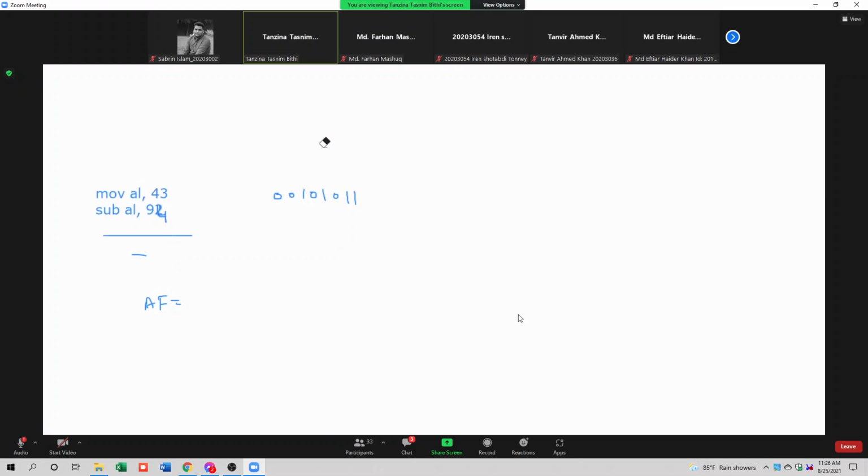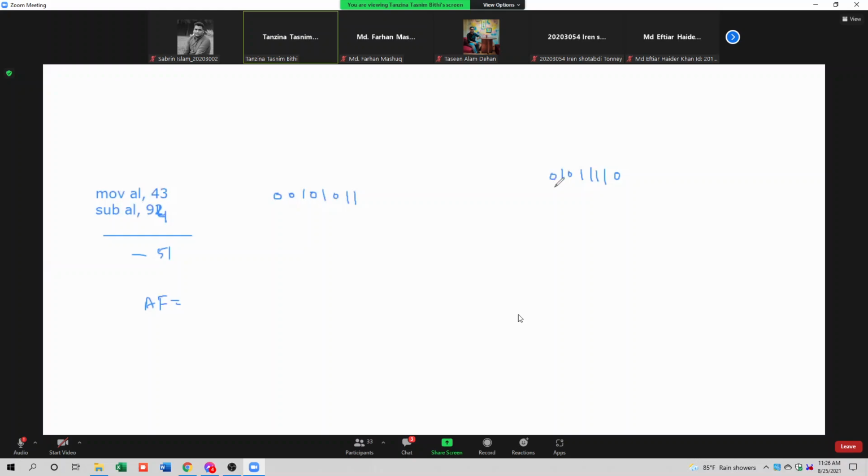It's 94, then the result will be minus 51. Okay, so what is the binary value of 94? 0 1 0 1 1 1 1 0. But we are going to subtract 94 from 43, so we can use the 2's complement here, right? That means we can add minus 94 with 43.